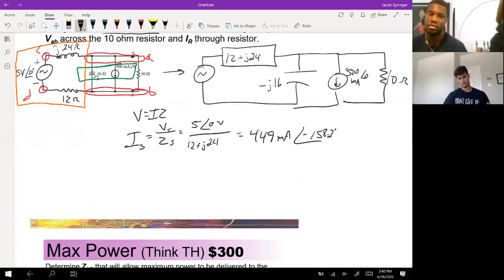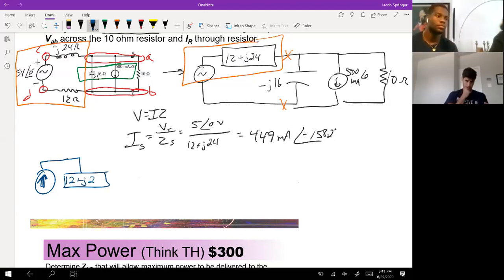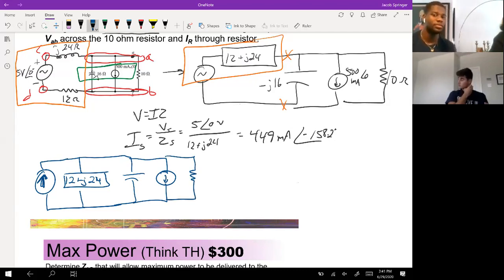So now if I'm redrawing the whole circuit, what was in orange right here, it's like I cut it off here and I cut it off here. It's like I unplugged it from the circuit, grabbed another equivalent element and plugged it back in. From the perspective of everything to the right of the X's, it doesn't know what's inside the circuit. So I plugged back in, and I'll draw this in blue. Here's my current going up, and I take that same Z, 12 plus J24, the same Z in a box, I leave inside of here. There's the capacitor, there's the current source, and there's the resistor. This is 449 angle negative 158.2, negative 16J, and that's 500 angle 0.